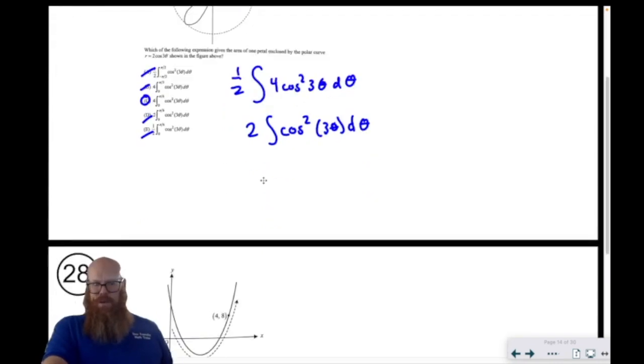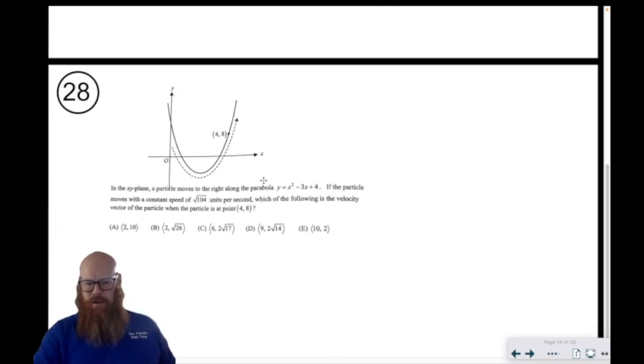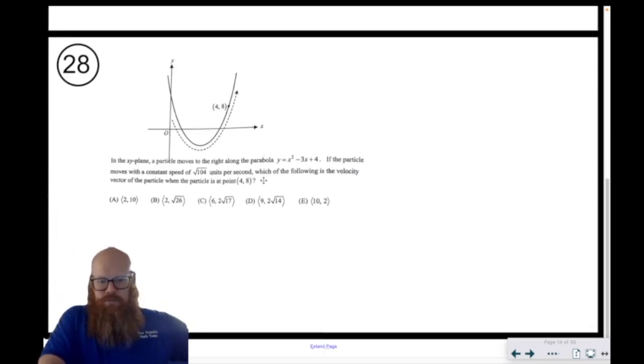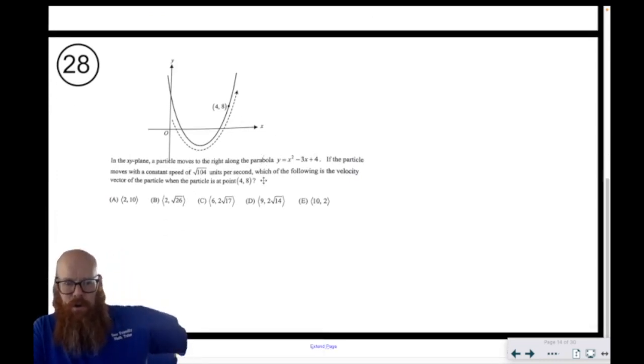All right, we are on the last one here. So this particle moves to the right along the parabola. If the particle moves at a constant speed, which of the following is the velocity vector of the particle at the point 4, 8? All right, I need a minute to think about this one.